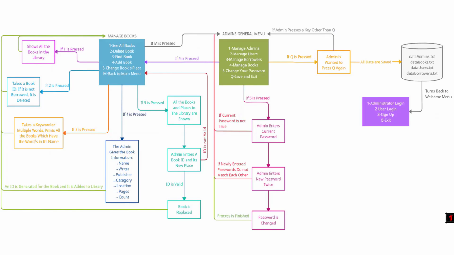In the fourth part, admins may see all the books, and they may delete a book if the book is not borrowed. Admins may also search a book with keywords. To add a book, the admin enters the book information and an ID is generated for the new book. For changing a book's place, the admin enters a book ID and its new place.